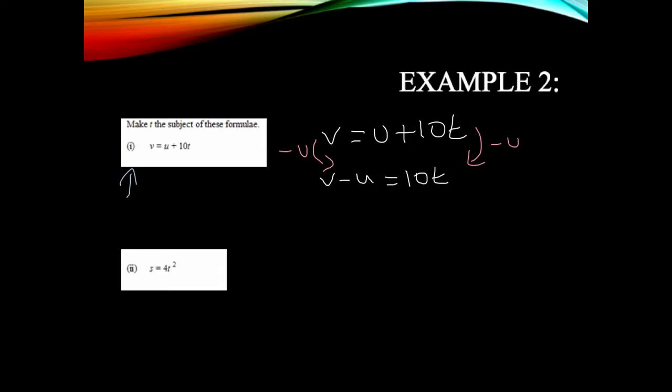Pause the video now, have a go at it. If you want to watch me do it, then carry on watching. So I'm going to write it out, v equals u plus 10t. And again, I'm going to follow the same steps that I took before. So I'm going to take a u away from both sides first. So I've now got v minus u equals 10t. And finally, I'm going to divide both sides by 10.